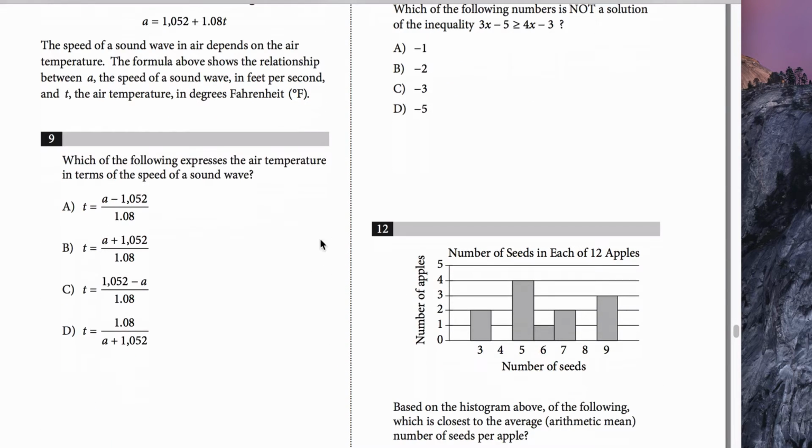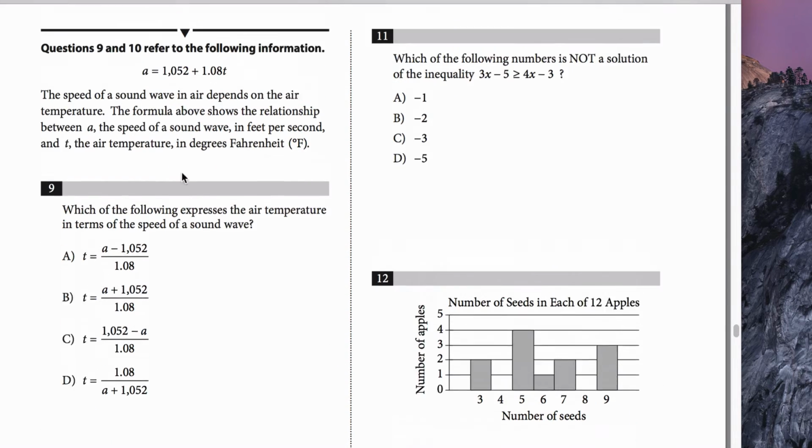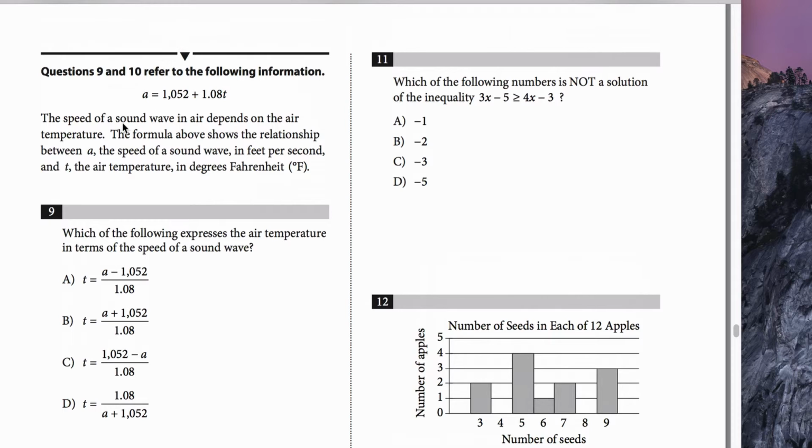Number 9. Which of the following expresses... Oh, here we go. I got some information up here. A equals 1052 plus 1.08t. You see lots of these type of equations on SAT tests. They're what are called linear equations. So when you have a number all by itself plus another number times the variable, nothing's being squared, nothing's being divided, this is what's called a linear equation.